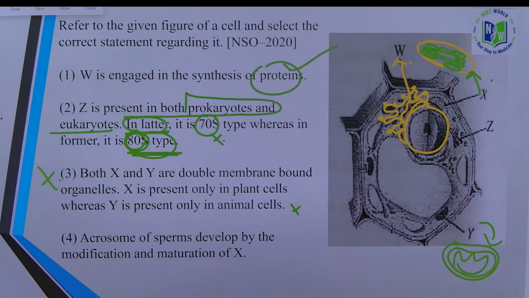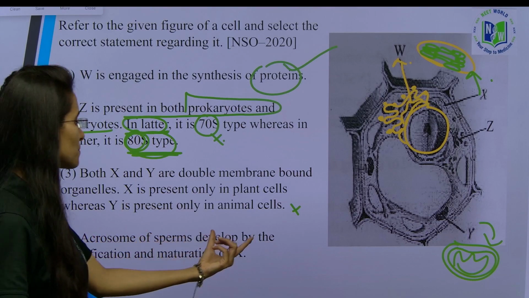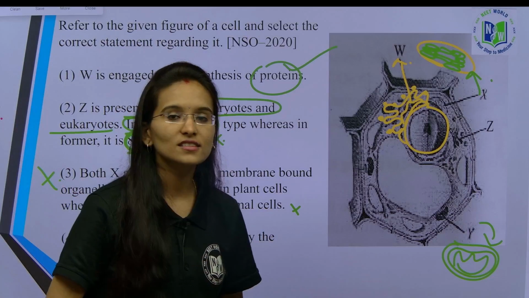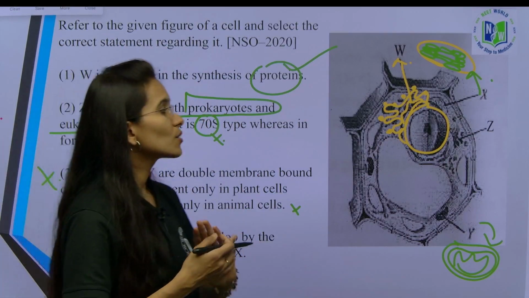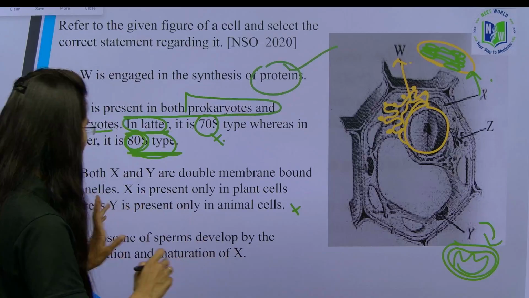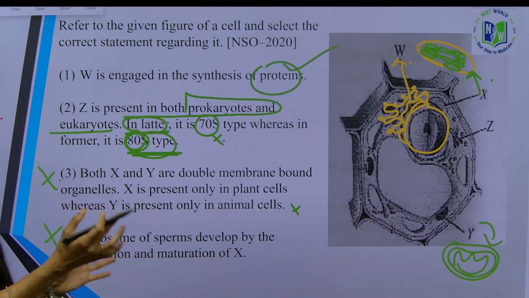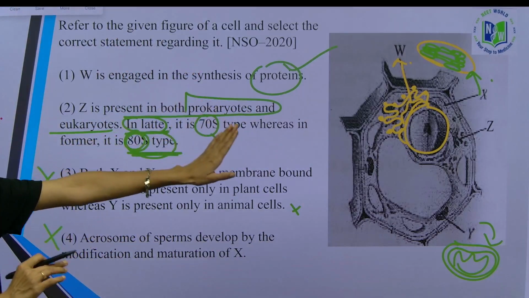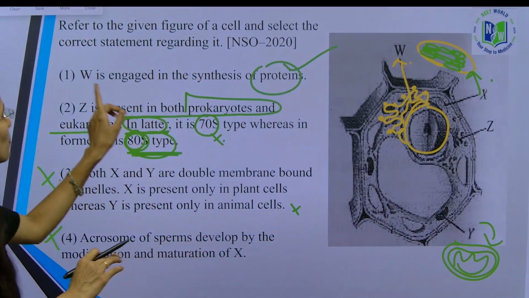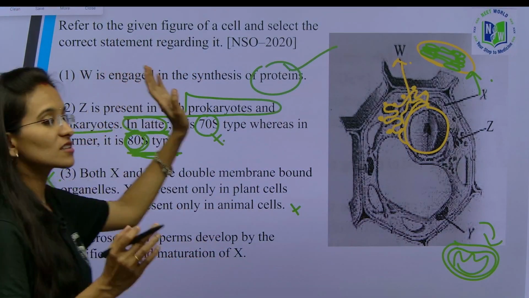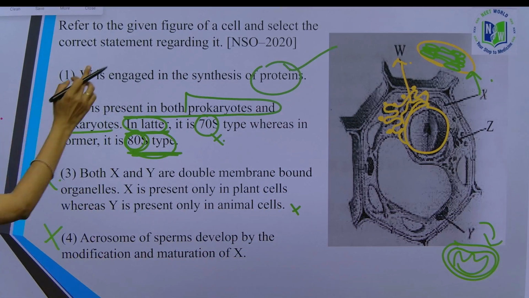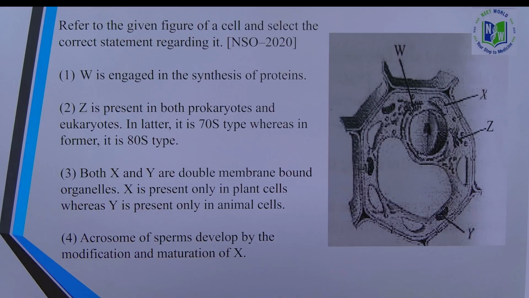Coming towards option 4, acrosome of the sperms developed by the modification and maturation of the eggs. So, this is also the wrong option, students, okay. This is related to the reproduction chapter. According to this particular diagrammatic view and question, this will be the right option: W is engaged in synthesis of proteins. This will be the right option. Yes. Next, coming towards the next question.